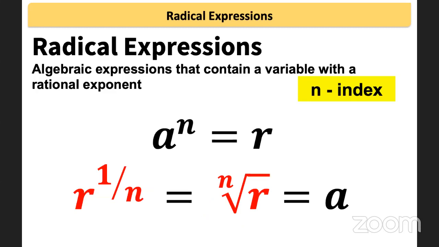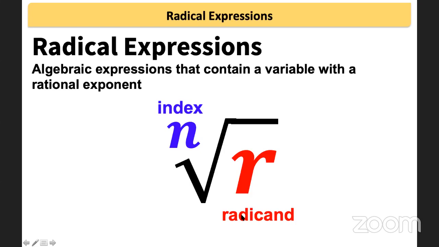So in a radical expression, meron tayong a raised to n. If meron tayong a raised to n equal to r, if we get the value of A, makukuha natin that A is equal to R raised to 1/n, or equal to this one, nth root of R. Okay, so yan yung tinatawag nating radical expression, this one.